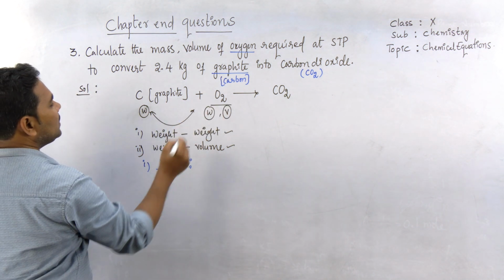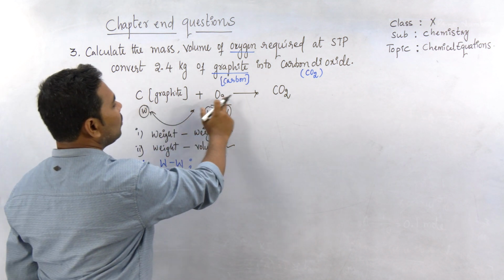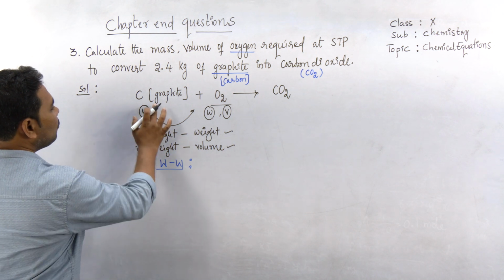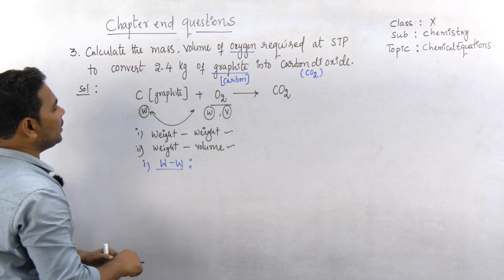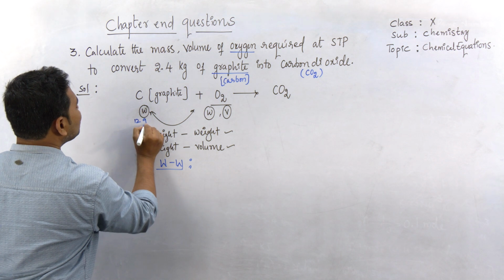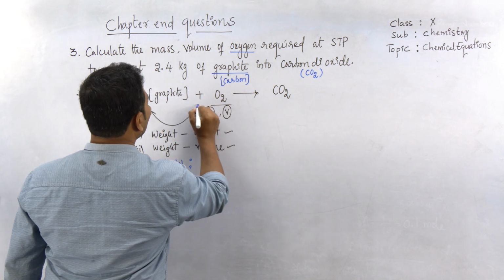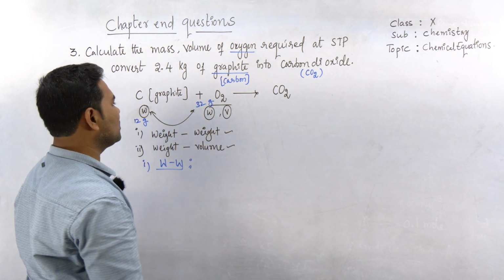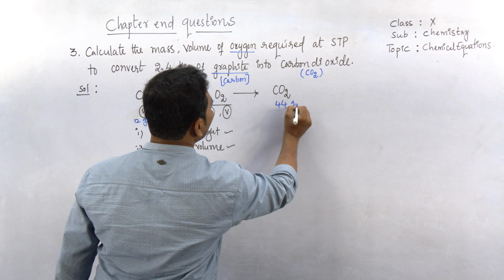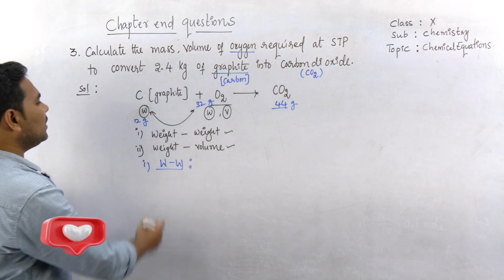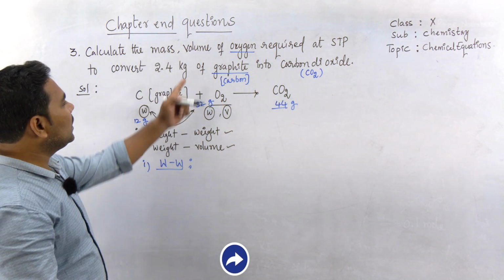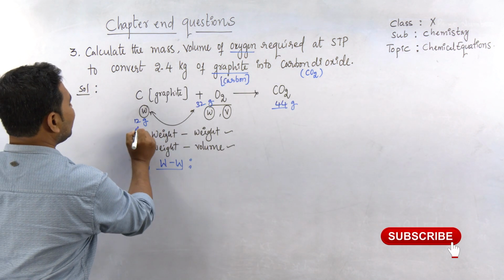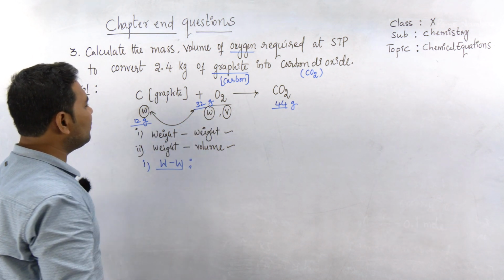So according to the balanced chemical equation, this is balanced, right? One carbon plus one O2 molecule gives rise to CO2. From the balanced equation, what weight of carbon is needed? 12 grams of carbon reacts with 32 grams of oxygen, and actually 44 grams of CO2 is produced. We have only the relation between these two reactants, right? In the question only these two reactants are involved: weight of carbon and weight of oxygen. 12 grams of carbon need 32 grams of oxygen for completely burning.